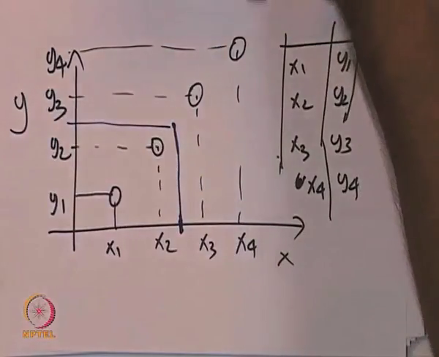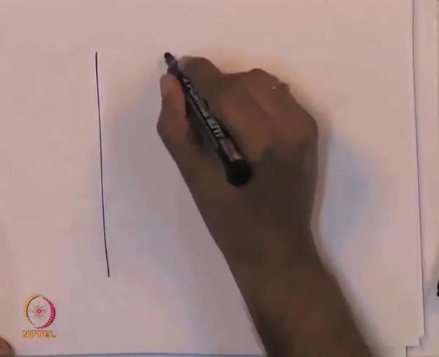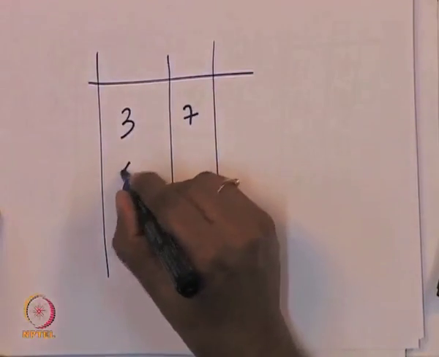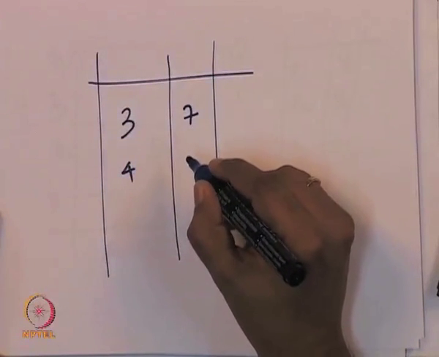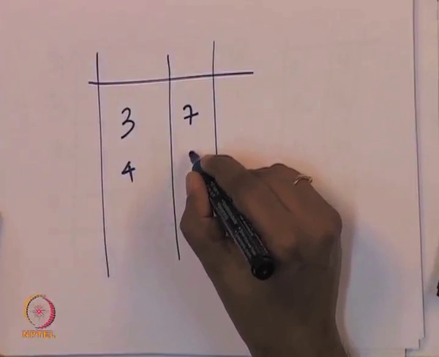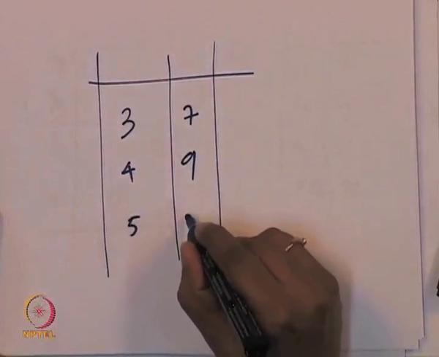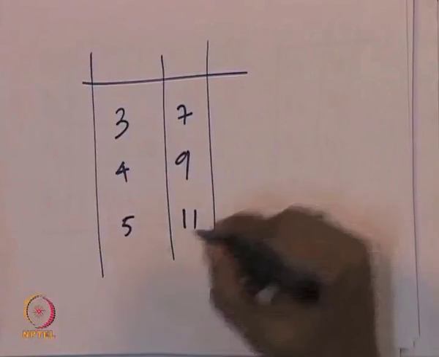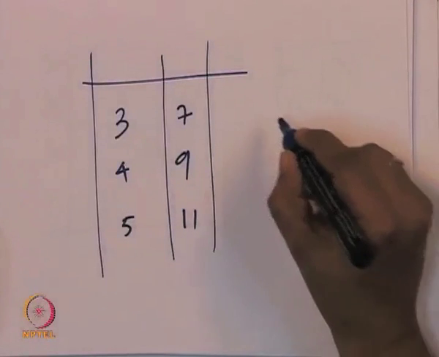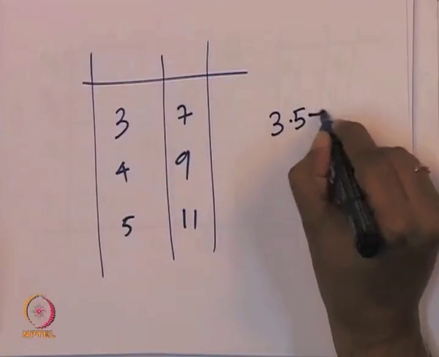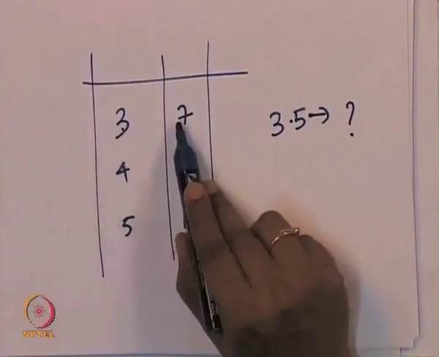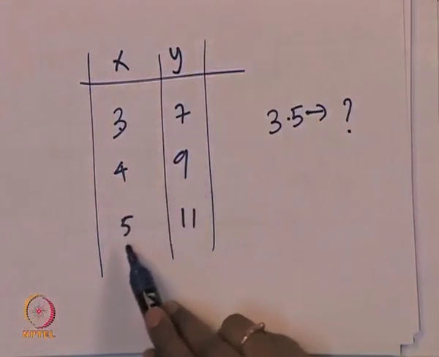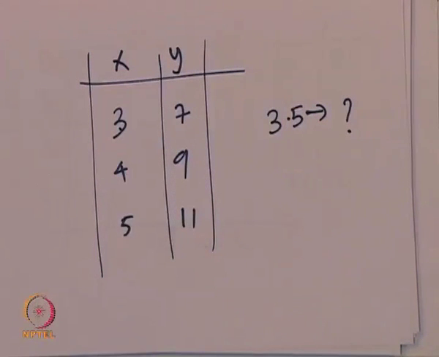So, if I know, for example, a table where x is 3, y is 7; for 4, I have 9; for 5, I have 11, and so on and so forth. So, how do I get the corresponding value? Let us say I want to get the value for 3.5. Corresponding to 3 I have 7, corresponding to 4 I have 9, corresponding to 5 I have 11, but what is the value corresponding to 3.5?